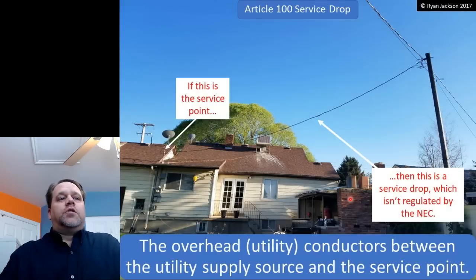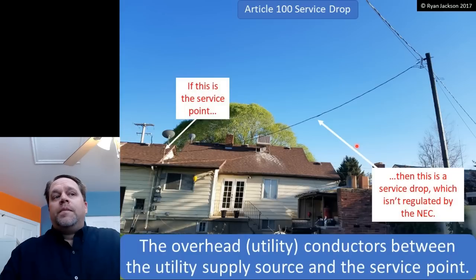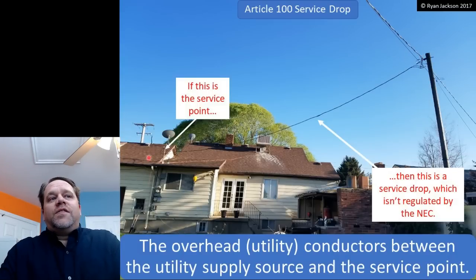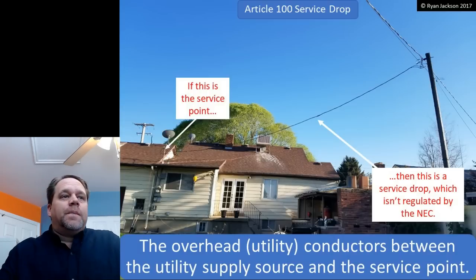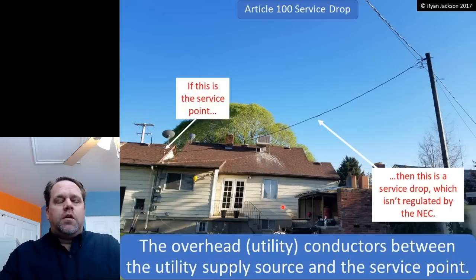Now looking at this picture, we know that the code does not cover service drops either. What's a service drop? A service drop is the overhead utility conductors between the supply source and the service point. If the service point is at the mast, and it usually is, then that would mean this is a service drop and it's not covered by the NEC. Those wires could be laying on the dirt and it would not be a code violation. Those wires could be right underneath a window and it would not be a code violation.